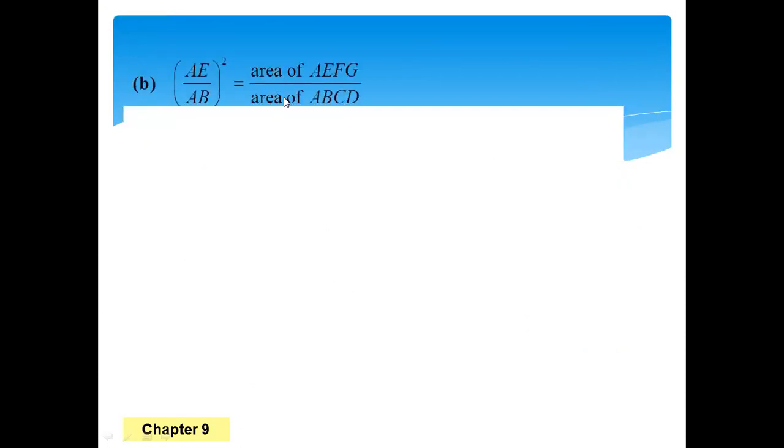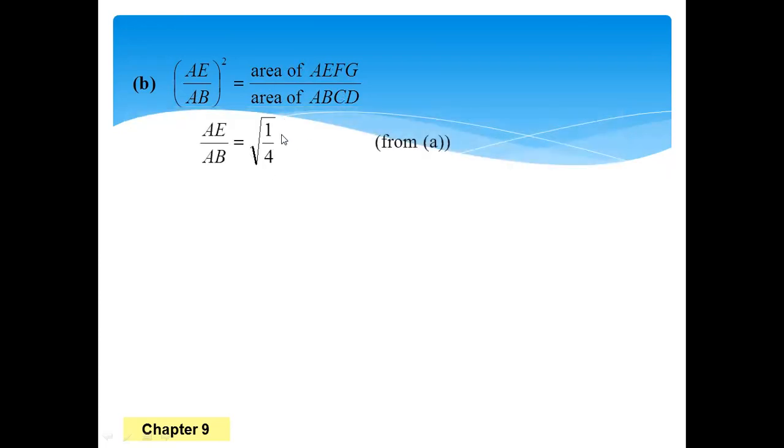The ratio of area is equal to the square of the ratio of lengths. While the ratio of area, we got it before, is 1/4. We don't want the square, so take the square root. Square root of 1 is 1. Square root of 4 is 2, because 2 times 2 is 4. So the answer, 1 to 2.